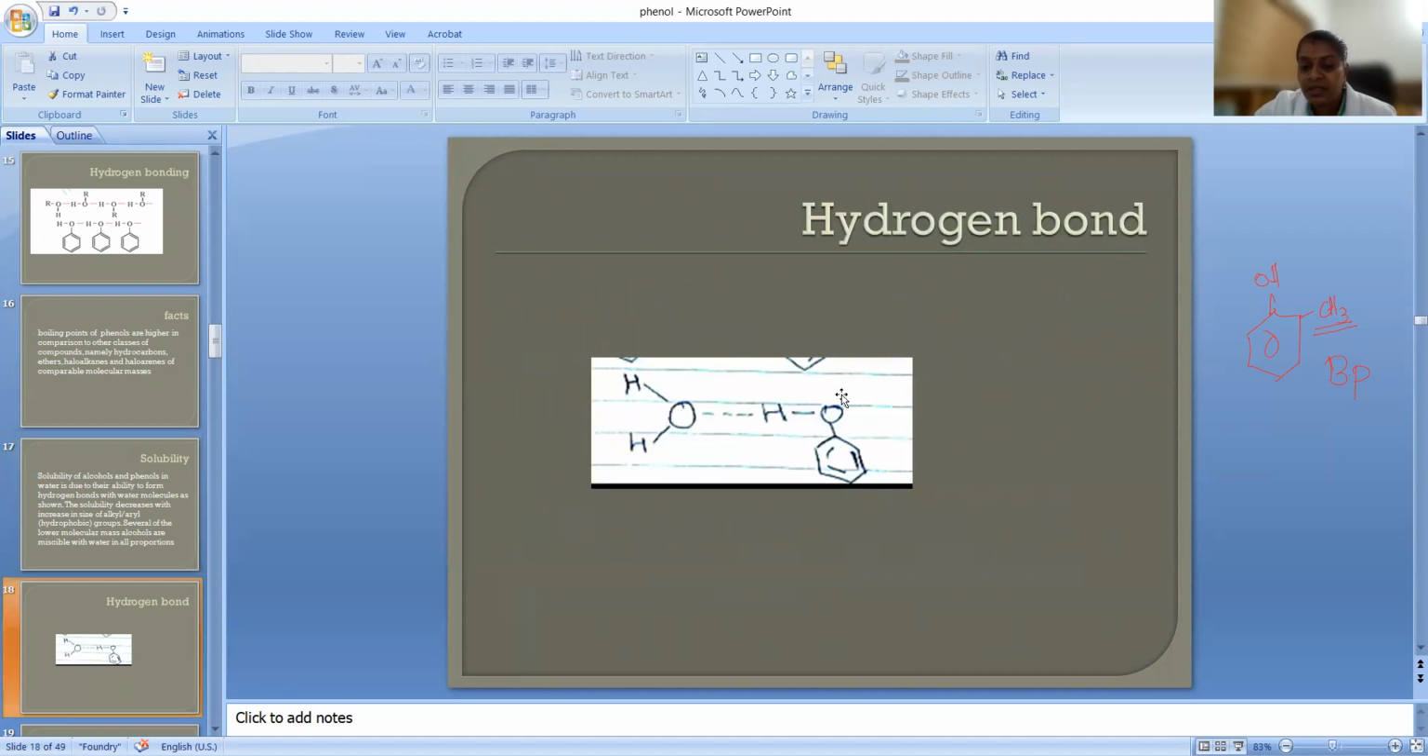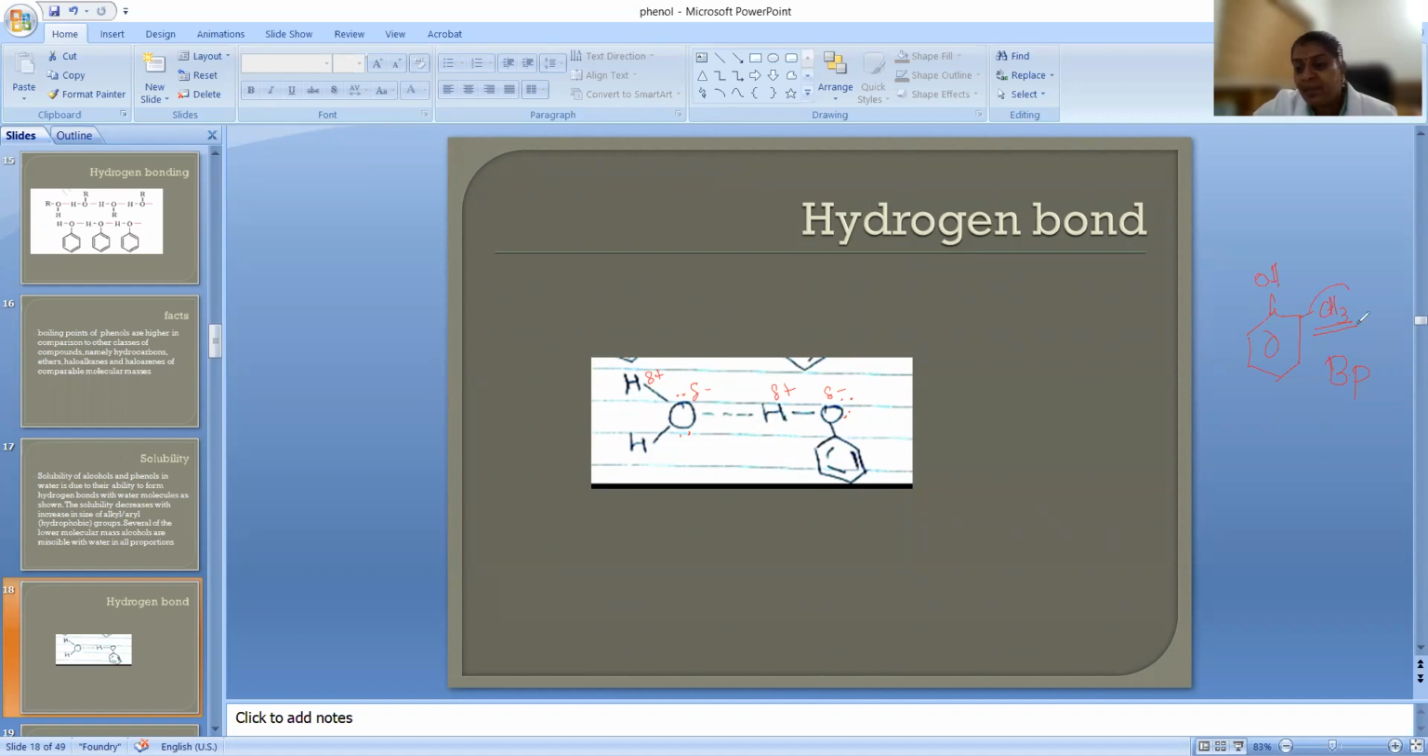With the water, it is forming hydrogen bond. Okay, we have to actually show these lone pairs, charge separation, this delta plus. Okay, lone pairs are here. So it will form hydrogen bond with the phenol.